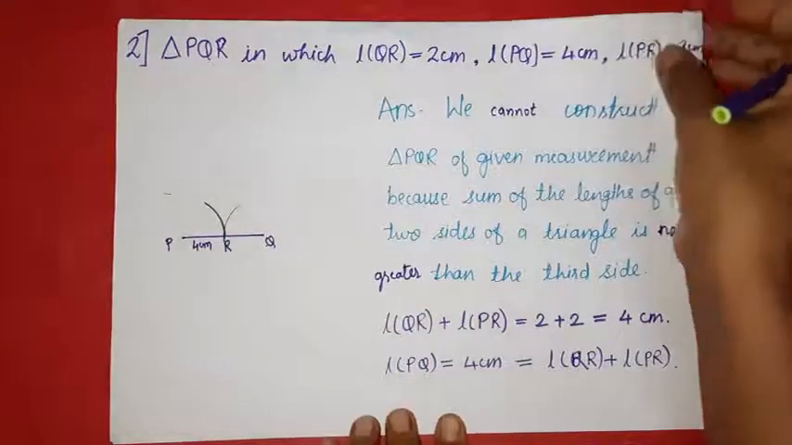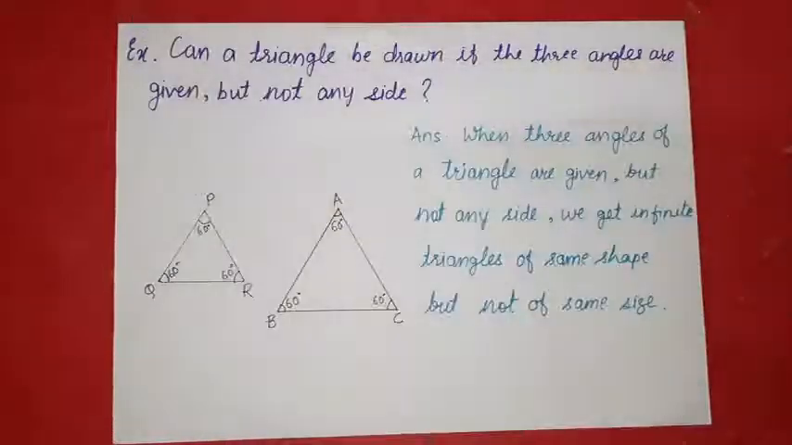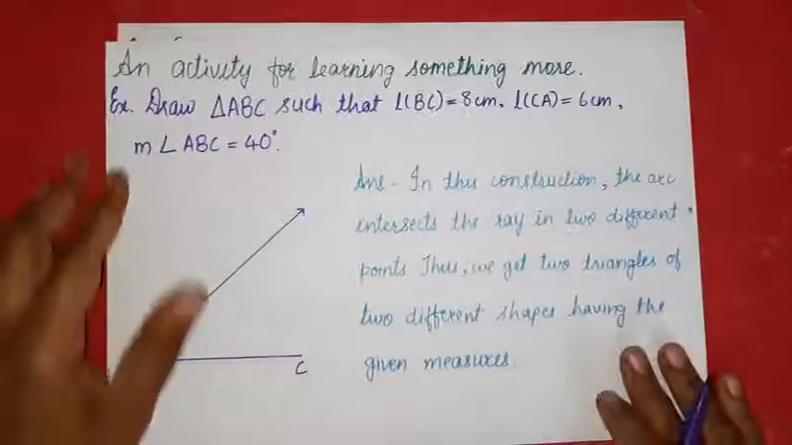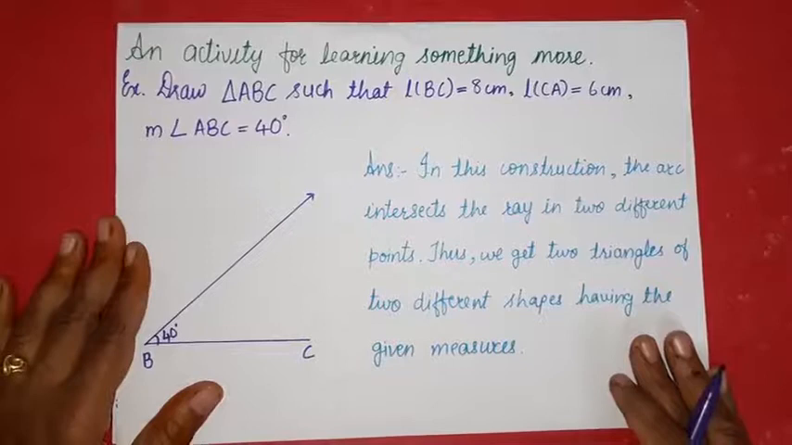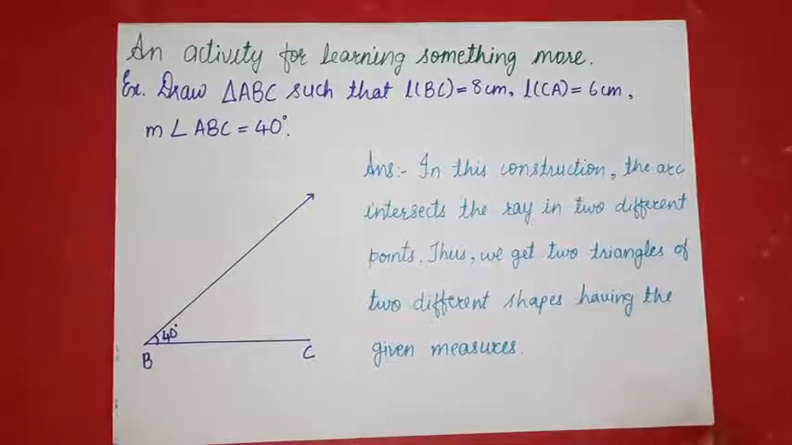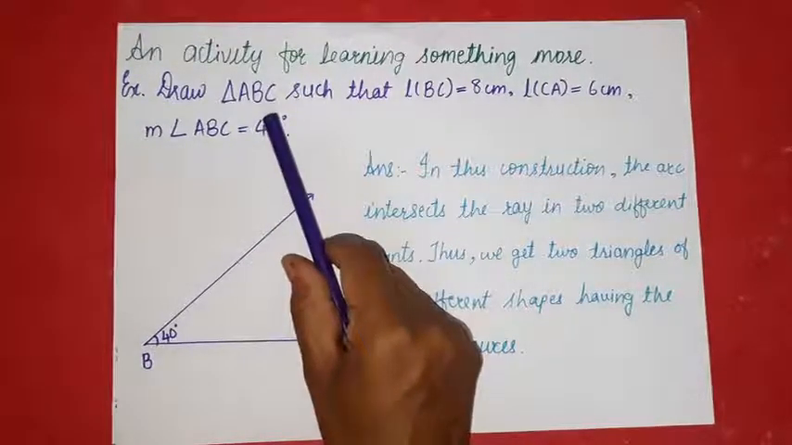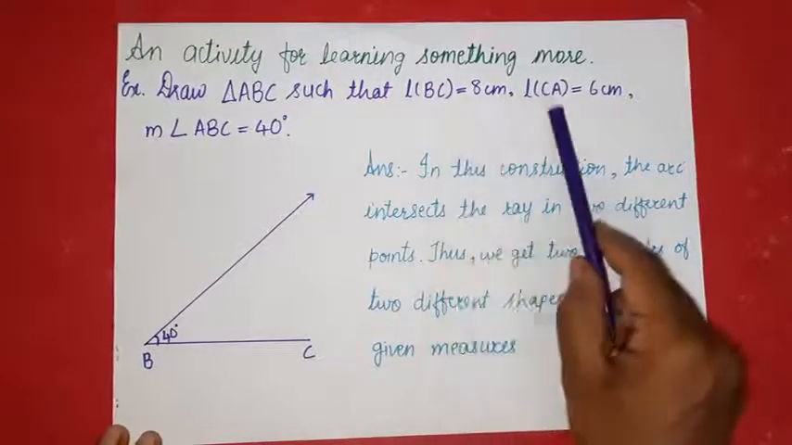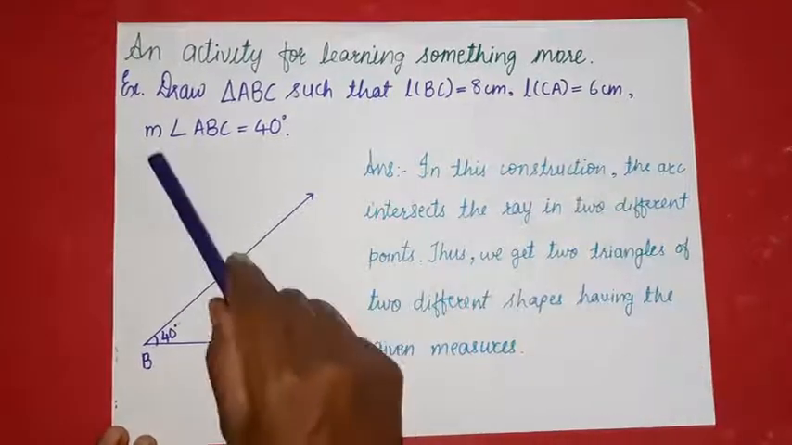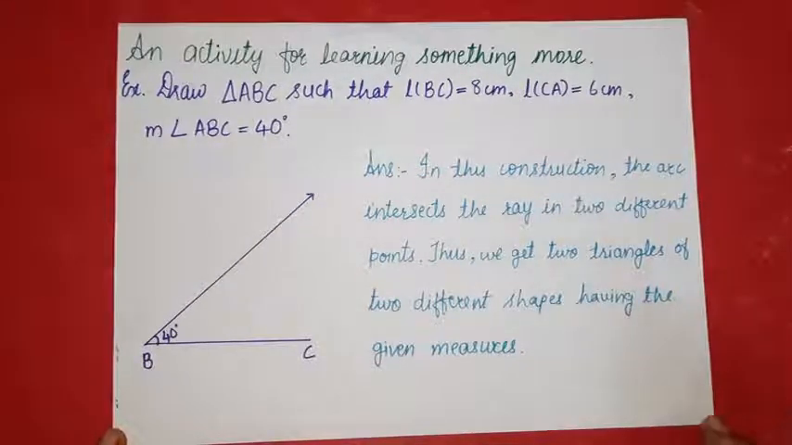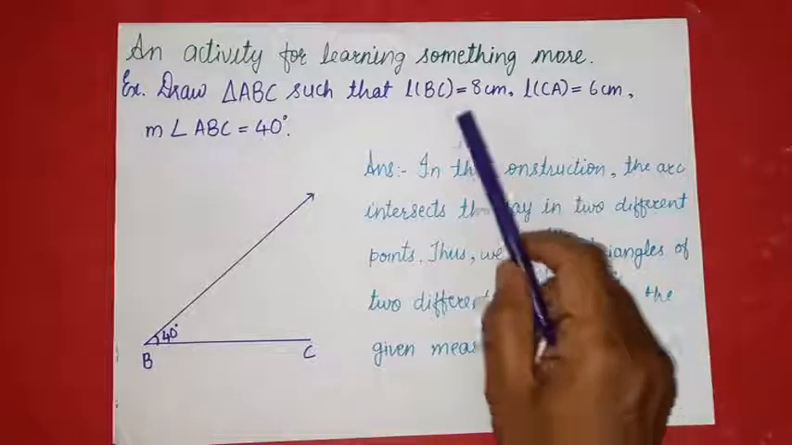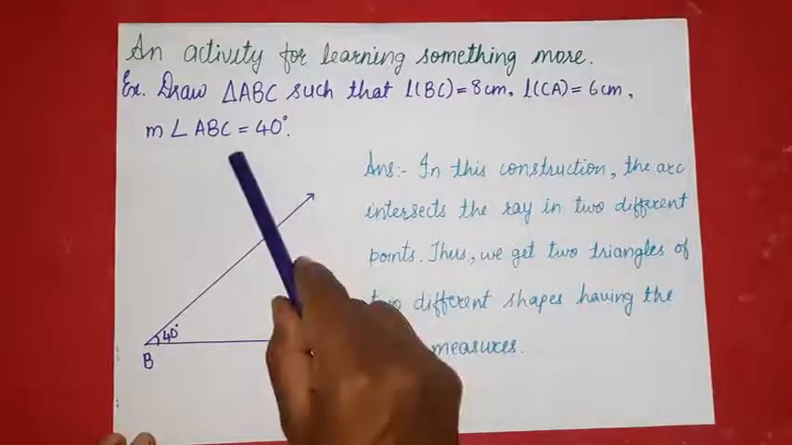Now let us see an activity for learning something more. This activity is given just below the activity we did in the previous two pages. Draw triangle ABC such that length BC is 8 centimeter, length CA is 6 centimeter, and measure of angle ABC is 40 degrees. Here the lengths of two sides and one angle are given.